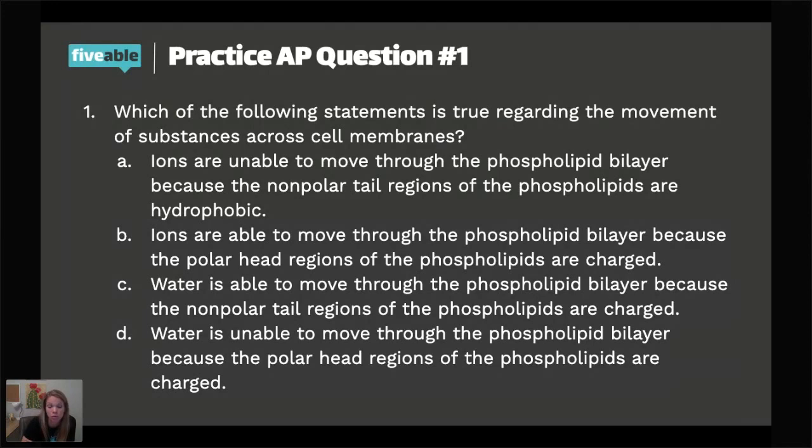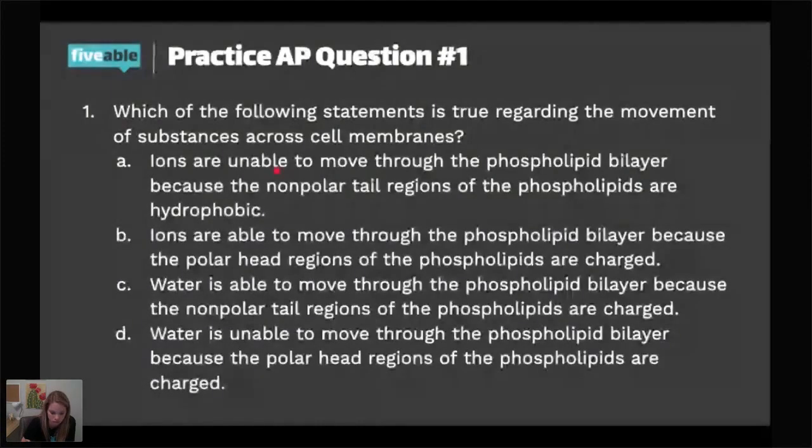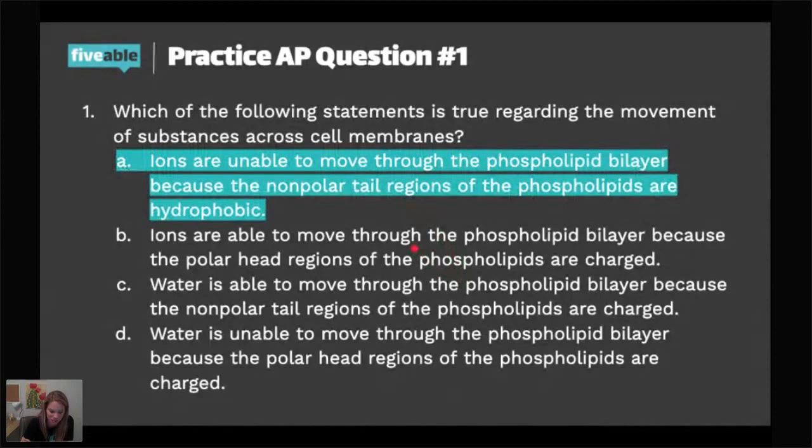Okay, so I'm not going to go through all of the options, but what's wrong with option B? Because option B talks about ions as well. The heads aren't charged. So let's take a look. A. Very, very good, guys. It is going to be A. Y'all ready for the next one?